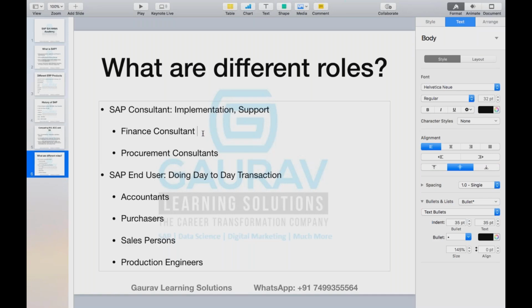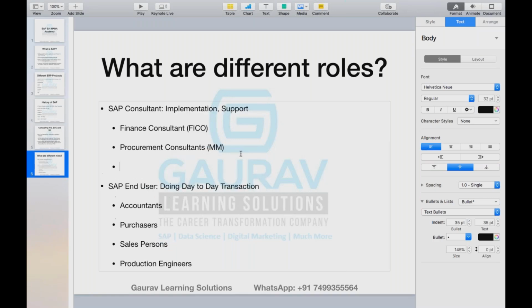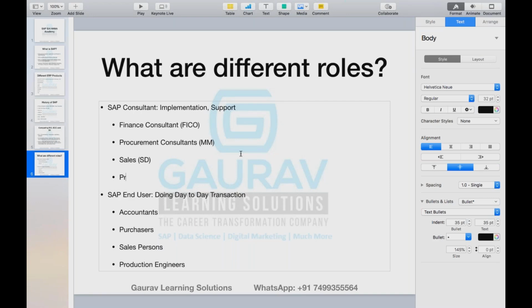So when we say FI, it is nothing but FICO consultants. When you say procurement consultants, it means MM. When you say sales and distribution, it is nothing but SD. And when you say production, it means the PP module in SAP.